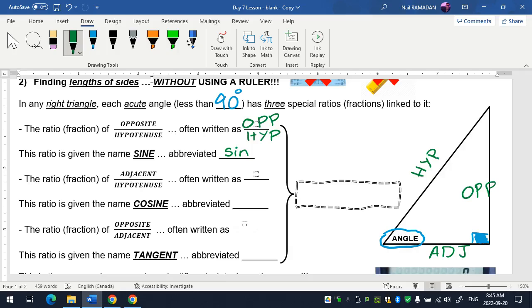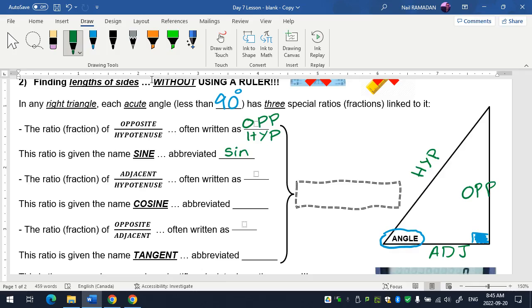No. This one looks like the word sin. Never say sin. Always say the original one, which is sine. So even if you see this, always say sine. Always say the full word, sine, even if you see S-I-N only. Okay. So if you ever divide opposite by hypotenuse, you get the sine. Okay. Let's go to the next one.